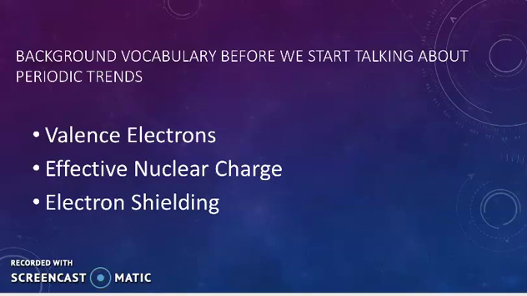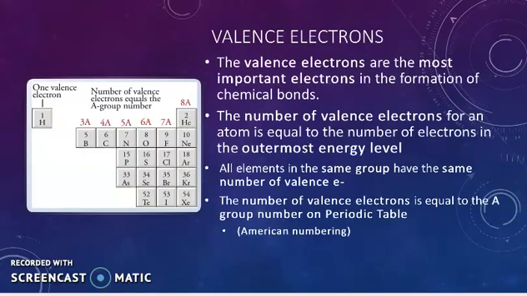Before we can start talking about periodic trends, or the trends that you find on your periodic table, there's a couple of background vocab terms that we have to understand before it makes sense how the trends work. So there's valence electrons, effective nuclear charge, and electron shielding. First, our valence electrons are just the electrons in the outermost shell.